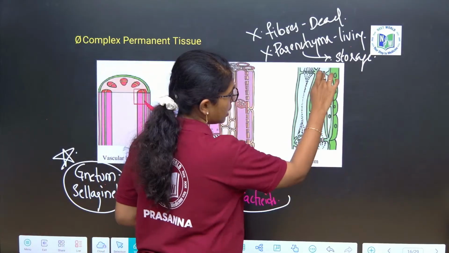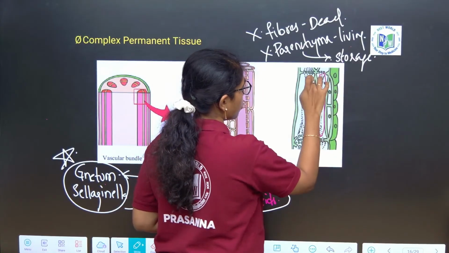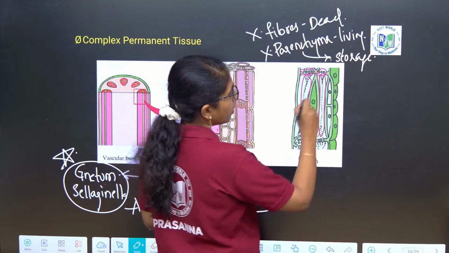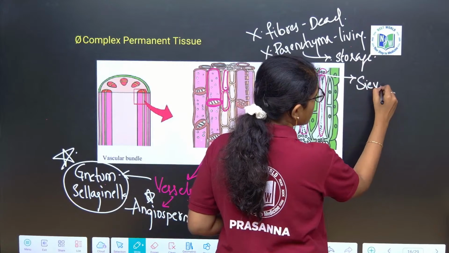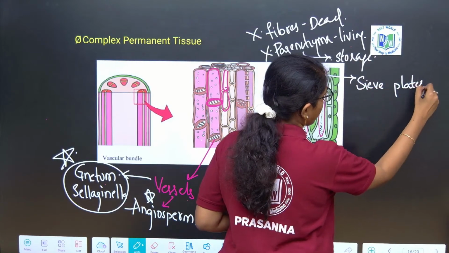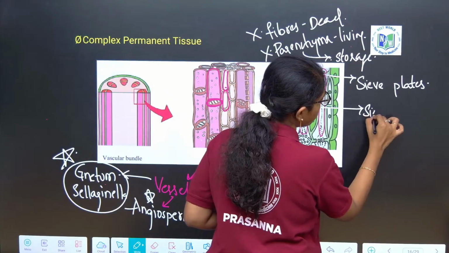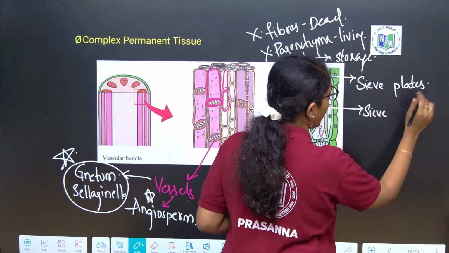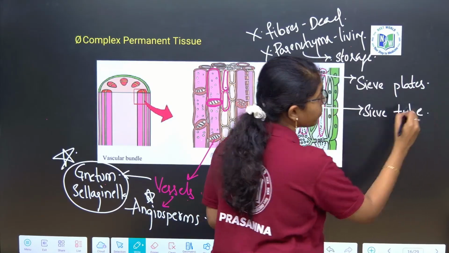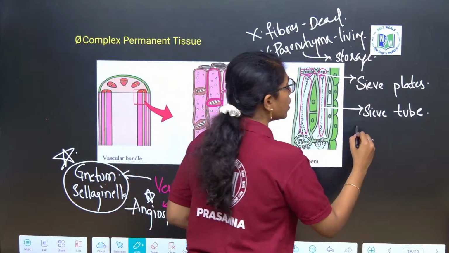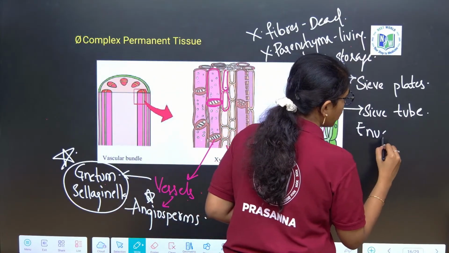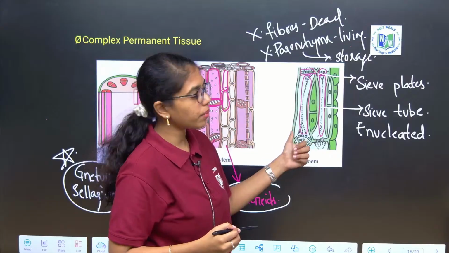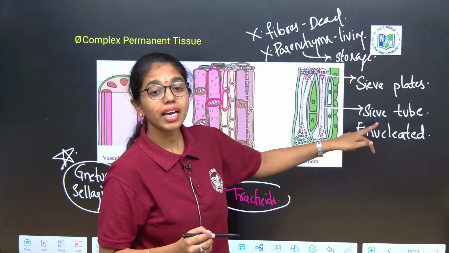See, this space is sieve tubes, and at the end they have sieve plates. This is the sieve tube. Sieve tube has sieve cells. These sieve cells are enucleated. They do not have a nucleus. Inside the sieve cells there is no nucleus, so they are enucleated.